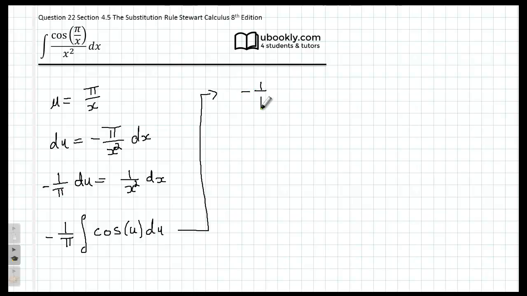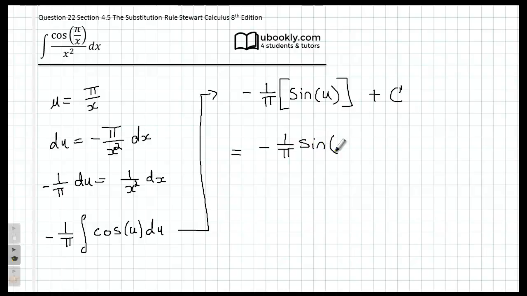And the integral of cosine is just sine of u. Sorry, it's negative 1 over pi sine of u plus c. Okay, and if I substitute back, I'll get negative 1 over pi sine of pi over x plus c, and that would be my final answer.